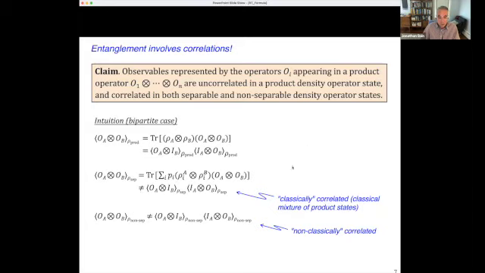And at this point, authors argue that the correlations associated with product operators with respect to a separable density operator state can be classically explained. They can be generated by classical operations insofar as they're the result of a classical mixture of product states. Whereas the correlations associated with observables in a non-separable density operator state cannot be so explained. The term is that those correlations are non-classical. They cannot be explained in terms of a classical mixture of product states, by definition of a non-separable density operator state.